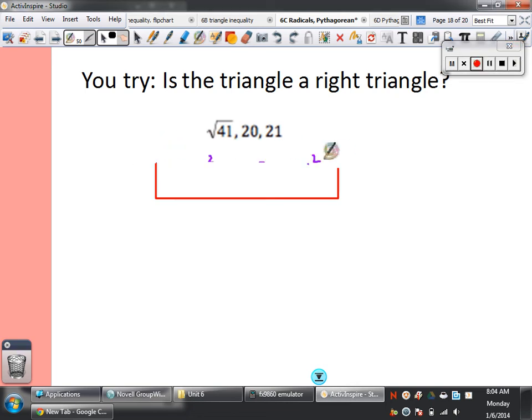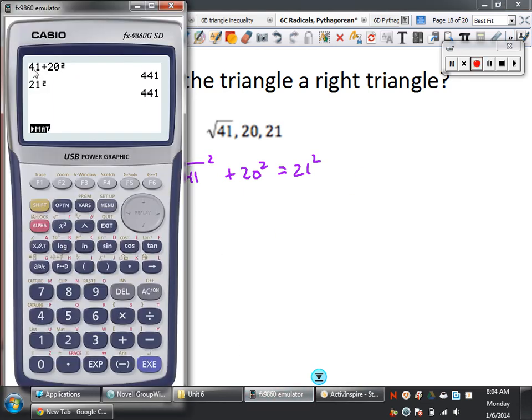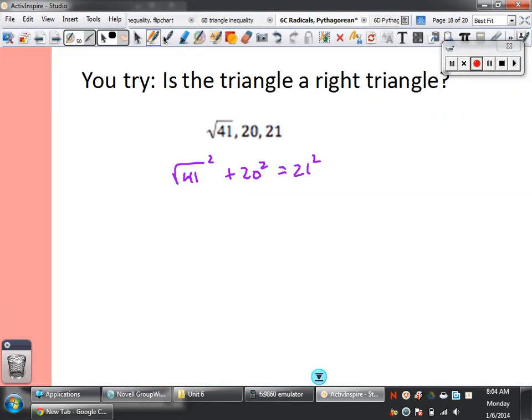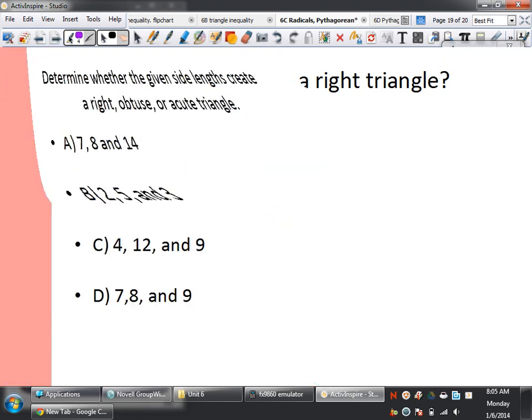Alright, so let's take a look. You've done the setup here. This is square root of 41 squared plus 20 squared equals 21 squared. Again, nice thing about your calculator, you can put this right here. Square root of 41 squared is 41, plus 20 squared is 441. 21 squared is also 441. So is the triangle a right triangle? Yes, it is. Hooray!